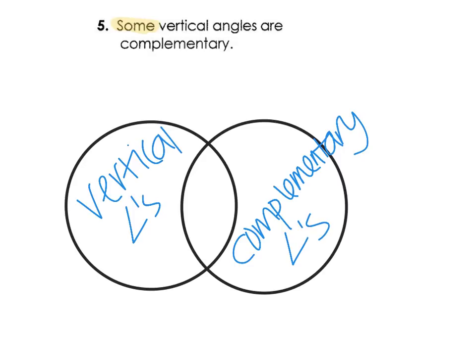All right, and where they overlap, so this section right here, is those angles that are both vertical angles and complementary angles, all right? So that is the overlapping part because some of them are both vertical and complementary. But then we've got some that are just vertical angles and some that are just complementary angles.